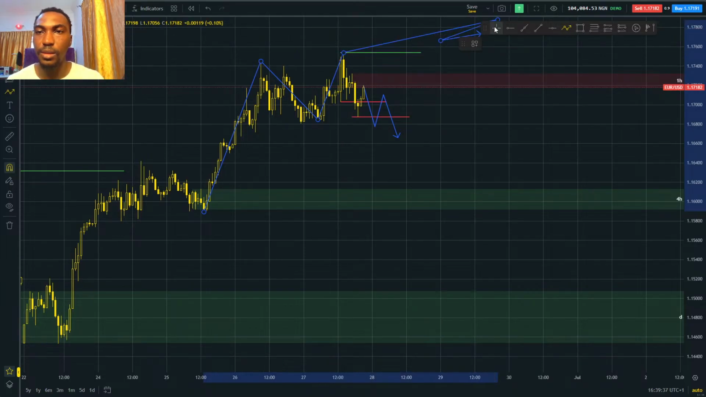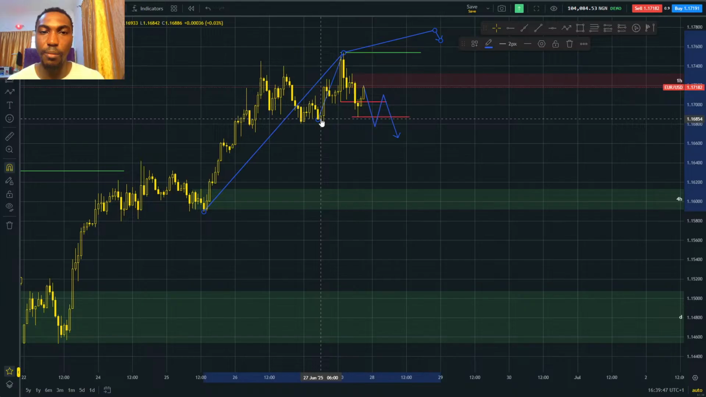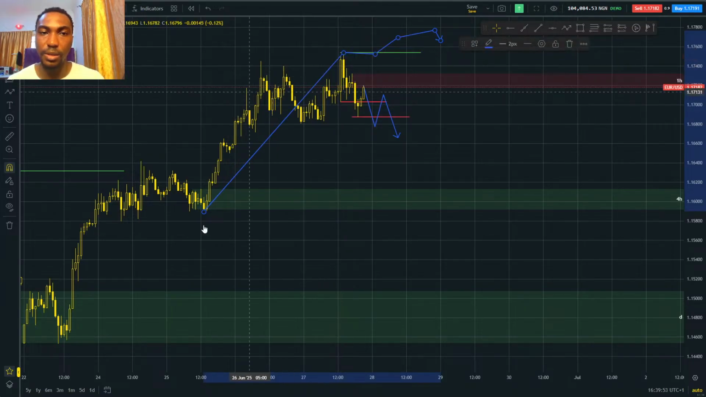I just made that same mistake again. I don't know why I keep making that mistake of not cutting the line properly, but all of this is just the same structure. It's the same structure as this because price hasn't even broken above. So basically, what we're looking at is just this. Allow me to adjust this. It's just this run.